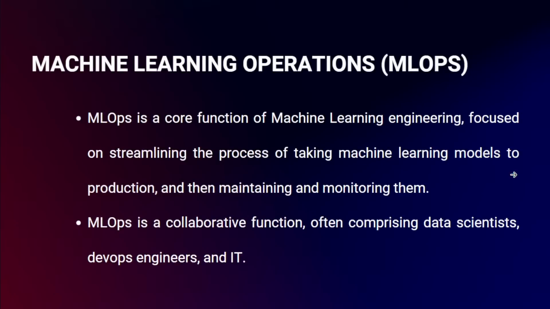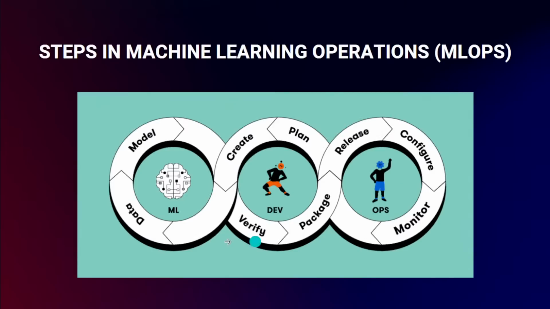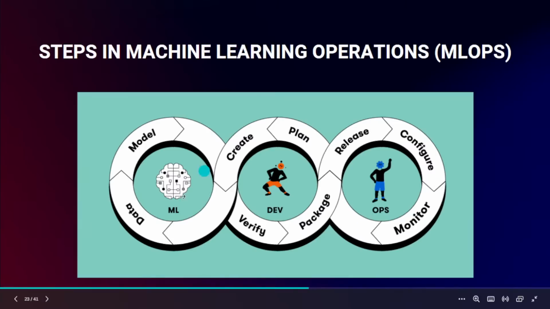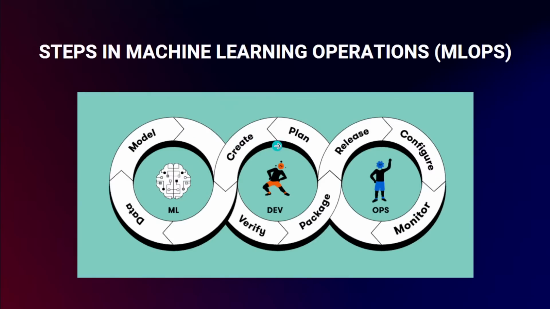And when you go for machine learning operations, it's a core function of machine learning engineering focused on streamlining the process of taking machine learning models to production and then maintaining and monitoring them continuously. So it's a collaborative function. We'll be using the tools of DevOps engineers along with this machine learning. So in machine learning operations, you'll have the data, you'll create a model, you'll package it, you'll configure it, and you will keep on monitoring. Whatever changes you make, we'll be creating automation where it will run automatically and give you a result, whether it is success or failed. That's the achievement we are going to achieve with this MLOps.